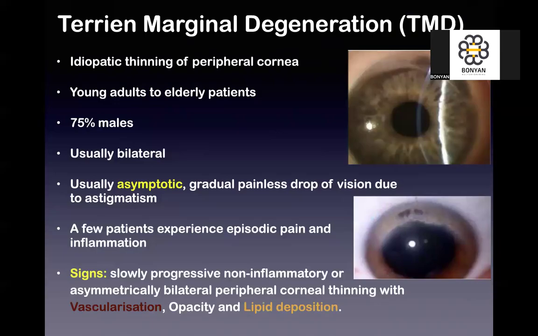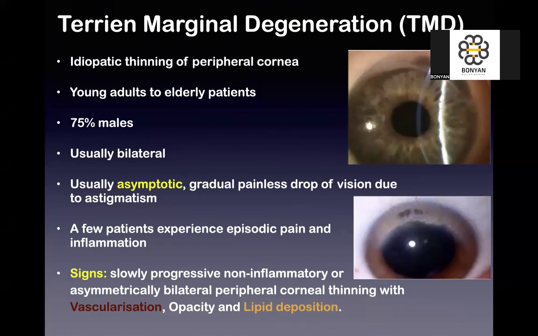Terrien marginal degeneration and how to differentiate it from the Mooren's ulcer. Idiopathic thinning of peripheral cornea, young adults to elderly patients, 75% males, usually bilateral, usually asymptomatic, gradual painless drop of vision due to astigmatism. A few patients experience episodic pain and inflammation, slowly progressive non-inflammatory or asymmetrically bilateral peripheral corneal thinning with vascularization. And finally, opacity and lipid deposition, as you see in the pictures on the right side.